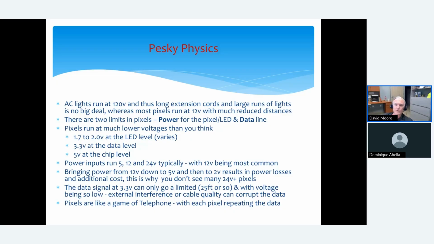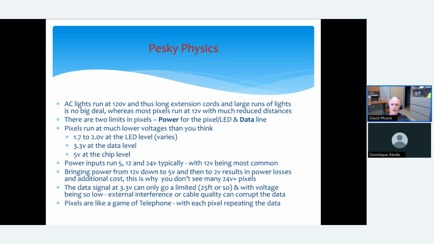Then we have 12, and this is probably the sweet spot. It's not too far above 5 volts, like 24, 36, or 48 volts, but it's enough voltage that allows us to get pixels far enough down the line. If you have a prop, we don't typically need to go 1,000 pixels or 500 feet. So that's why you'll typically see 12 volts used. I will say 12 is the most common voltage you'll see on pixels.